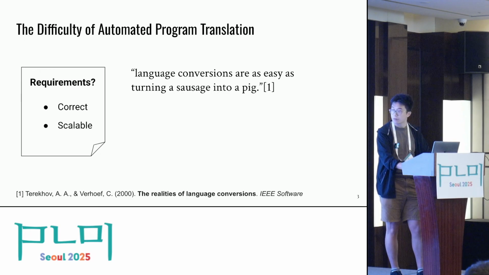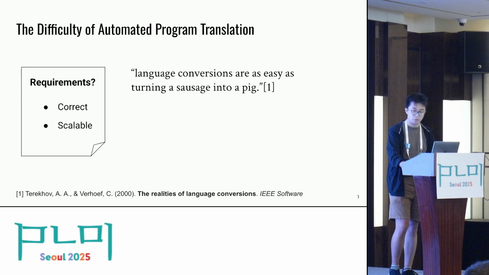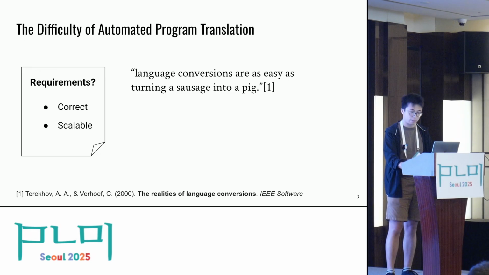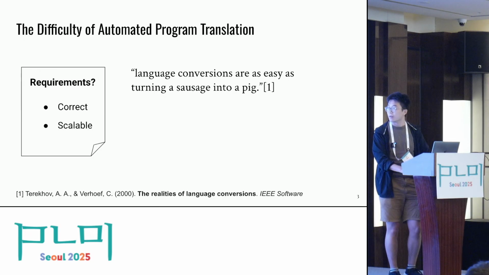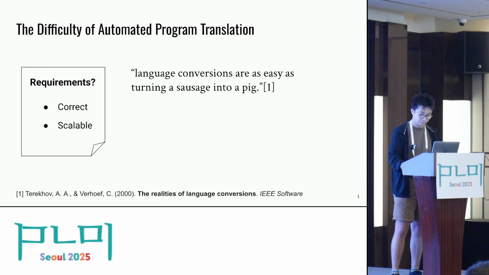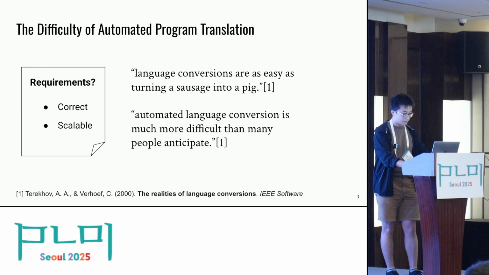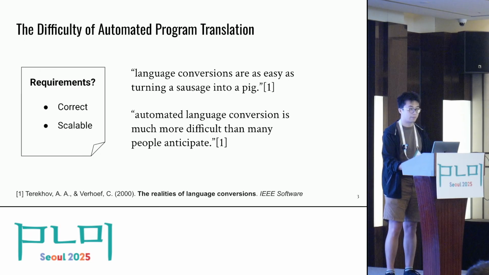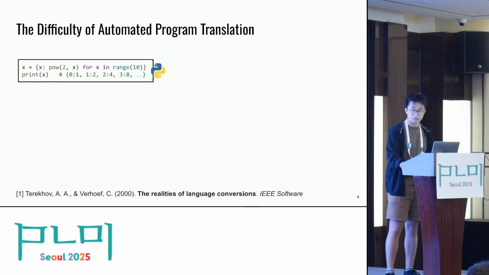And 25 years ago, there was an interesting technical report on the experiences of real-world code migration. At that time, a comment was that language conversions are as easy as turning sausage into a pig. Basically it says that automated language conversion is much more difficult than many people anticipate. Okay, so why is it difficult?